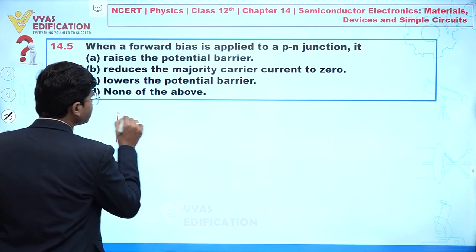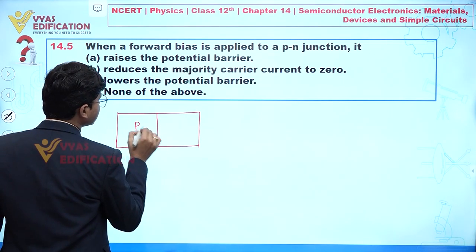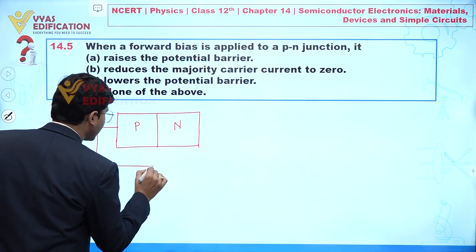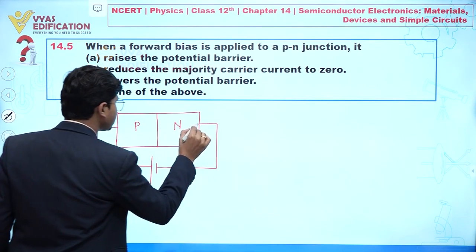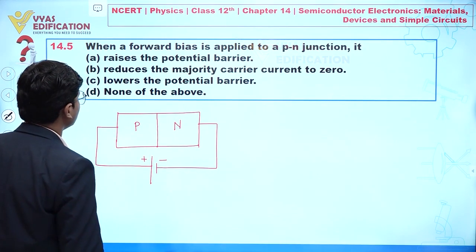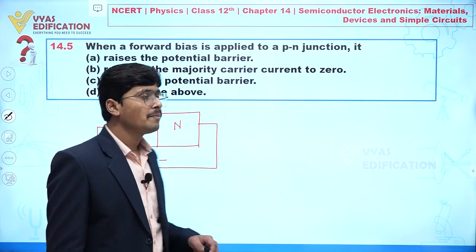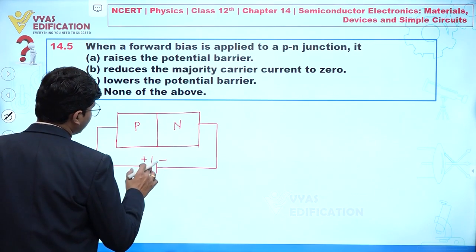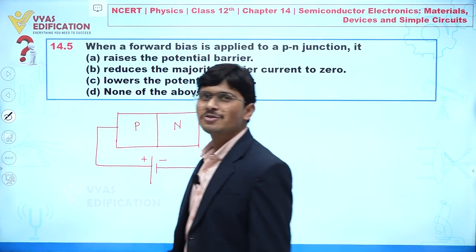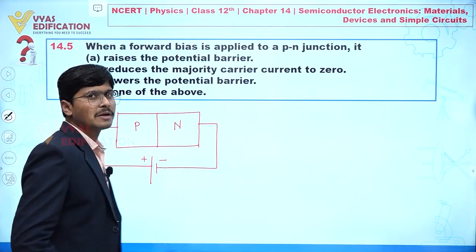Let's suppose this is a p-n junction. This is p, and let's suppose this is n. And let's suppose we are connecting it to a battery like this, with this side positive and this one negative. A p-n junction is forward biased when the p side is connected to the positive terminal of a battery, and the n side is connected to the negative terminal of a battery.